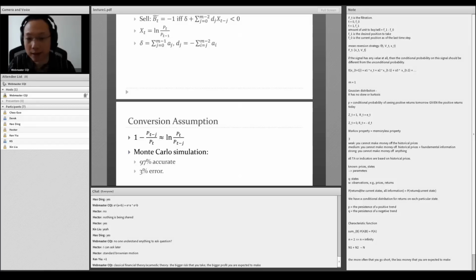But in general, you write the technical indicator in terms of prices, or you write the technical indicator in terms of log prices. They are more or less the same.